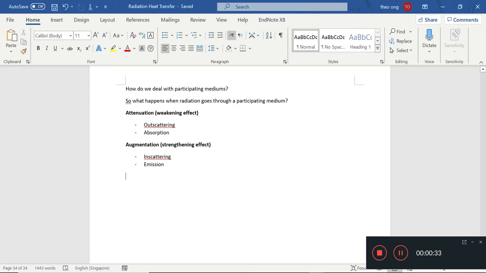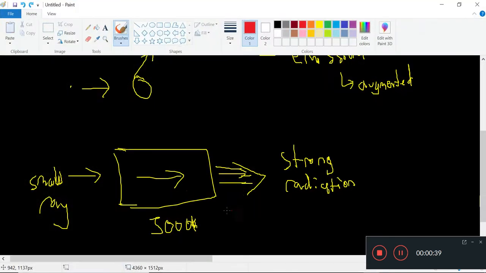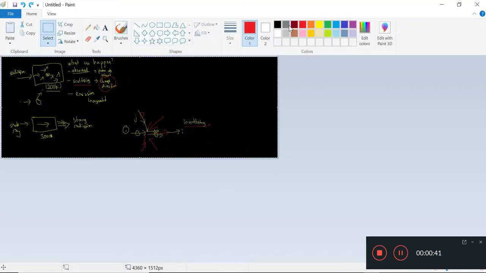The first thing first, we were talking about these four effects that happen to radiation as it goes through, let's say, a body.